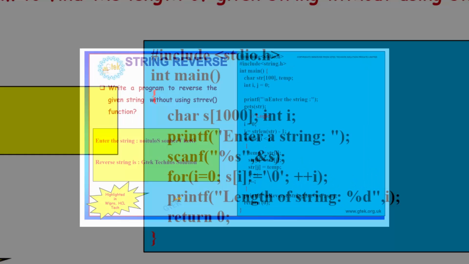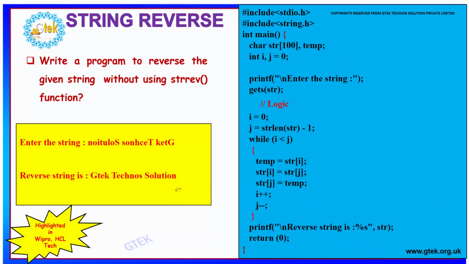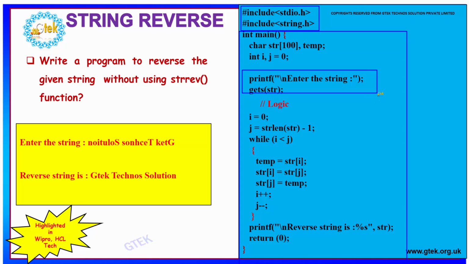Let us see our next interesting program. We have to find the reverse of a string without using the function string reverse, strrev. So here we have the program. Include your library functions followed by your main function. Then we have to get the string from the user. That is done using enter string and we are getting the string.